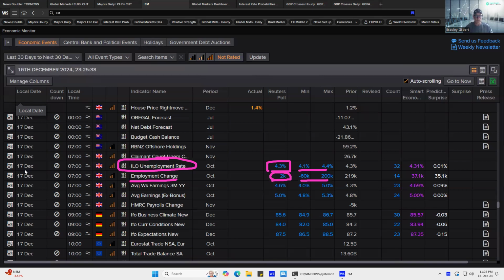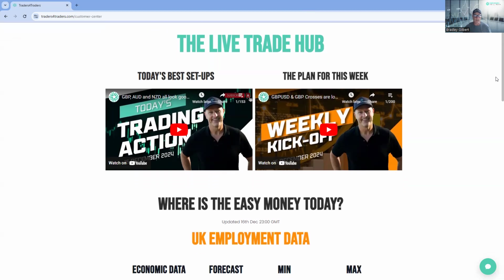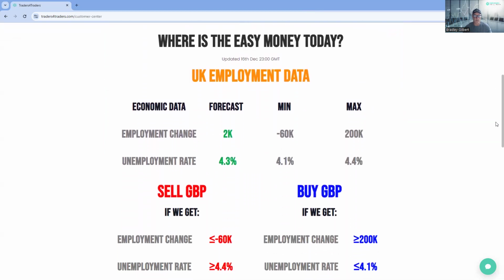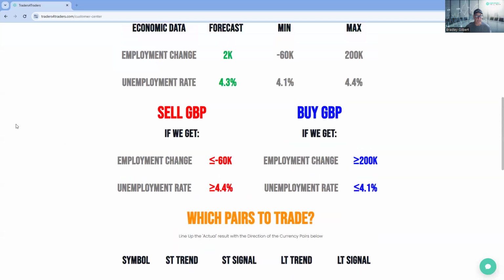Now, it's really just a matter of connecting the dots, right? And what I mean by that is, if I just get off my page here, come back to the live trade hub, I've actually set up a little bit of an easier scheme for most traders to work out where the money is, right? So it's a matter of connecting the dots. So what we've got is the UK employment numbers coming out. So you've got the forecast and you've got the range of the data. Now, this is really how simple it can be, right?